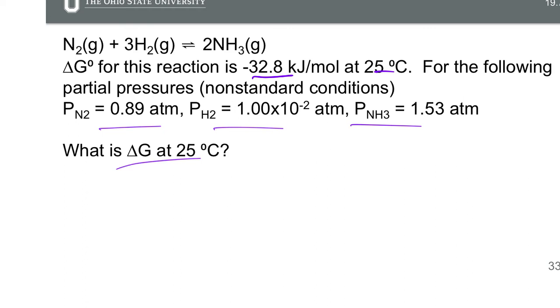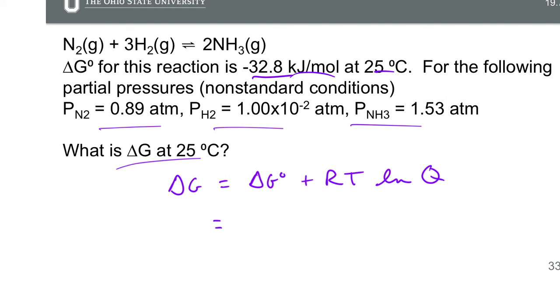Okay. So the equation we're going to use here: delta G equals delta G naught plus R times T times the natural log of Q. Make sure you are using joules per mole for delta G naught. This is given in kilojoules. So we'll work through this together for the sake of time.